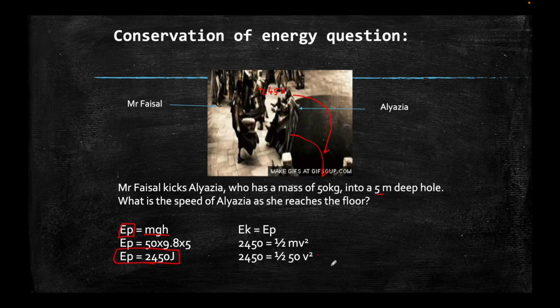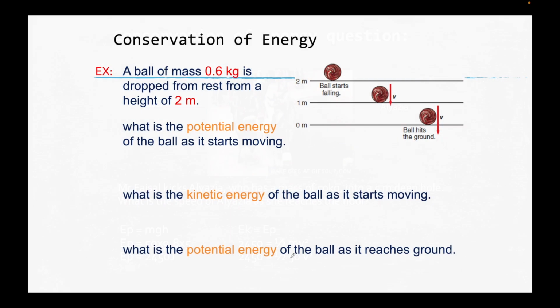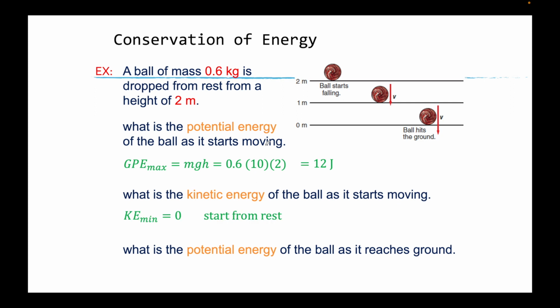And you can rearrange the formula as well to get v, which I've shown you in a previous video. Another example of this: you have a ball of 0.6 kilograms dropped from a height of 2 meters. It was dropped from rest. To find the potential energy, it's mgh. We'll get the potential energy using mgh: 0.6 times 10 (we've used 10 here, but it's not a problem) times 2, which is 12 joules. The kinetic energy would have been 0 because it starts from rest.